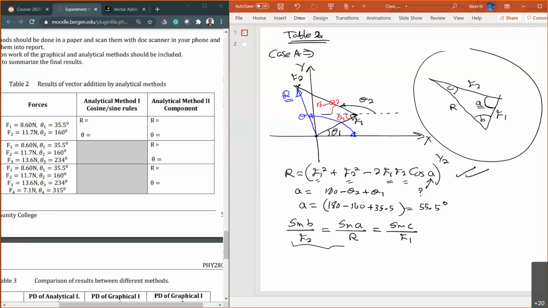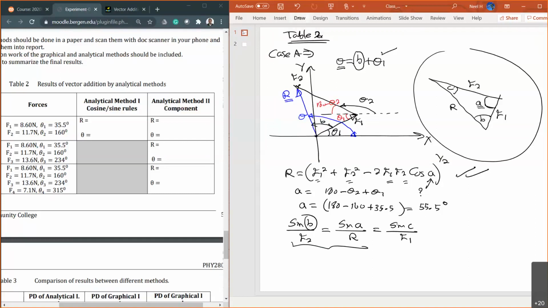But I can use only these two to figure out B, which is the angle we are interested in. If I know this angle B, then I can say angle theta is equal to angle B plus angle theta 1. Theta 1 we already know. The only thing we need to find is B. If I know that, then I know the angle of the resultant. That's the plan.